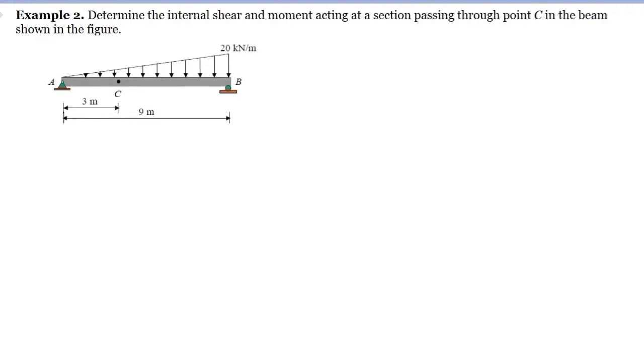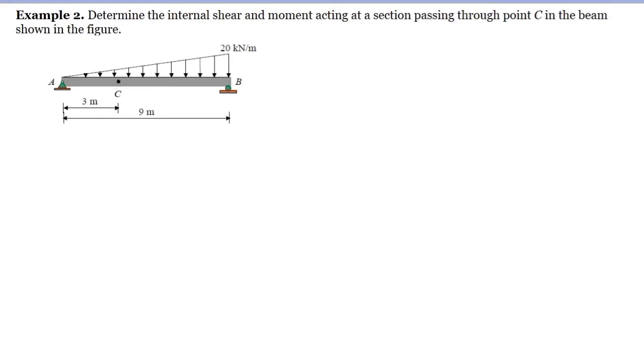Example number 2: determine the internal shear and moment acting at a section passing through point C in the beam shown in the figure. As you can see here, we have a uniformly varying load with 0 at point A and 20 at point B. The first thing that we are going to do here is to compute the reactions at the supports.